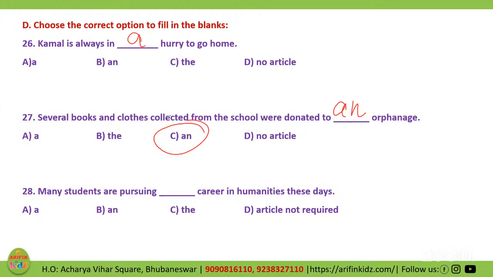Many students are pursuing a career. It is always this: he's trying to pursue a career in engineering, a career in humanities, a career in science. It's always a career in humanities these days, right? It is always a. He's trying to pursue a career in medicine, a career in law. So it is always a, right? That's how it is. Yes, very good.